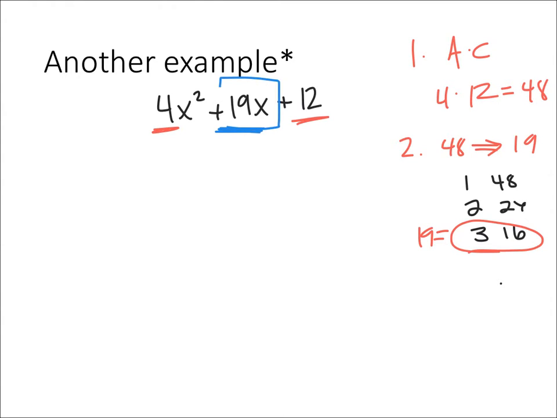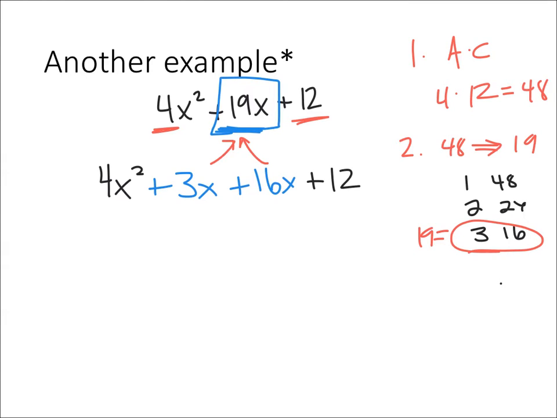So basically what we're going to do is substitute 19x with the factor pair of 3 and 16. And it doesn't matter which order I write them, so I'm going to start with my first term, 4x squared, plus 3x, plus 16x, and then plus 12. Notice that I used color there to show that 3x plus 16x is really going to combine to give me this 19x. So we're not really changing anything about our polynomial or our quadratic. The idea is that we're just manipulating it in a way that we can use it better.